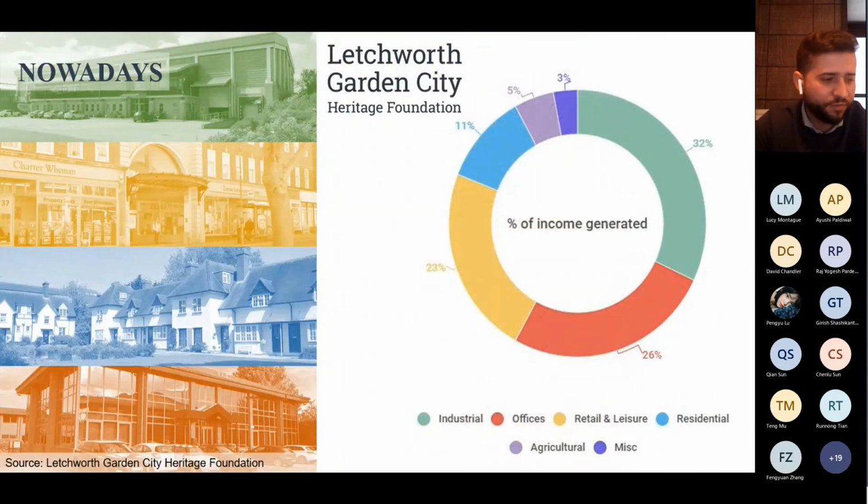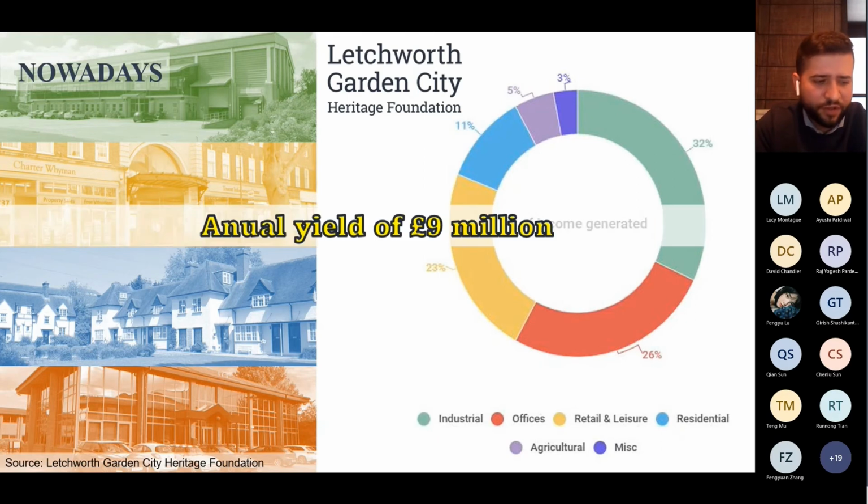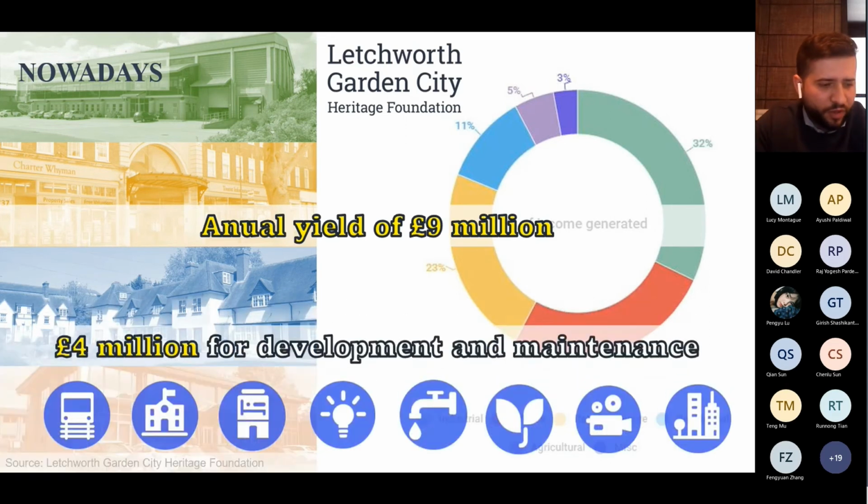Letchworth Garden City Heritage Foundation, which was founded in 1995, has a large portfolio of residential, industrial, and commercial assets, and this portfolio generates an annual yield of about £9 million, of which £4 million are reinvested for the development and maintenance of a free local transport network, a free health treatment center, a four-screen art deco cinema, and, for example, a garden city study center.